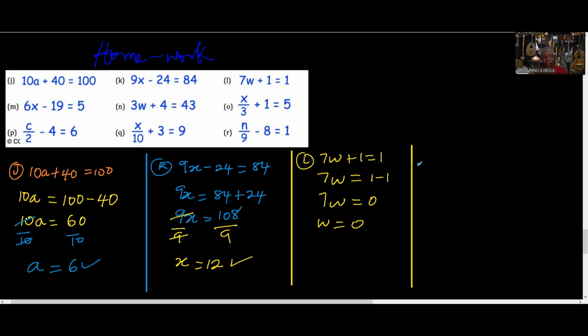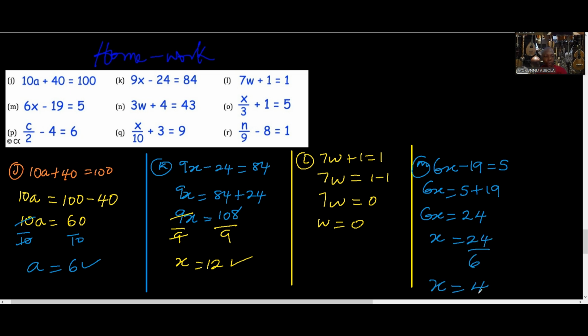Then m, we have 6x minus 19 equal to 5. So this 19 is going out to meet the 5. Then we have 6x equals 5 plus 19. 6x now equals to, what is 5 plus 19? That's 24. Then x will be 24 over 6. x will be 4.